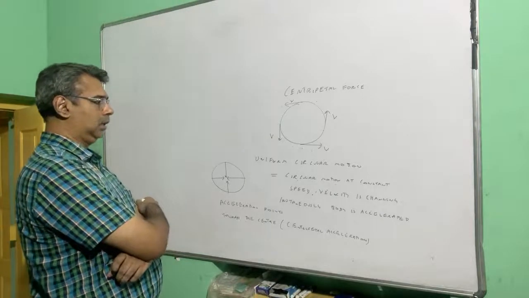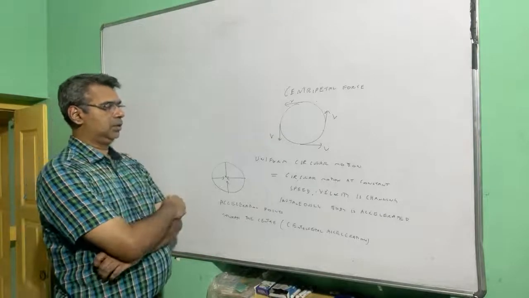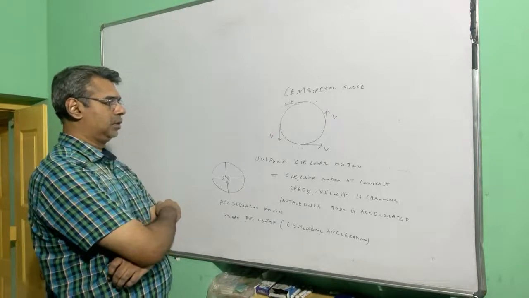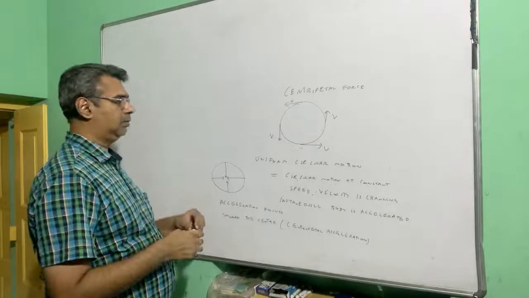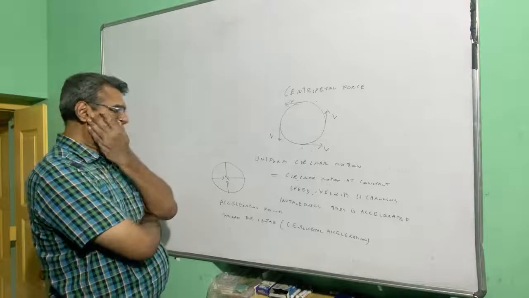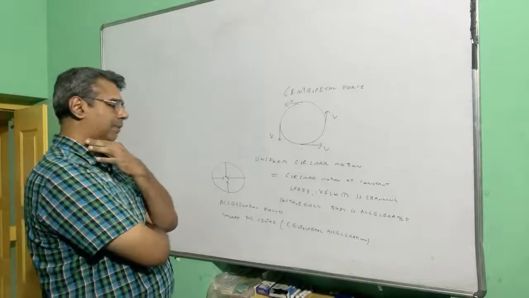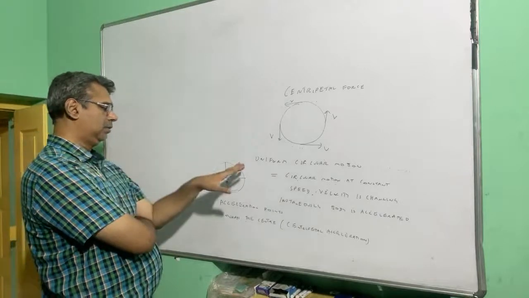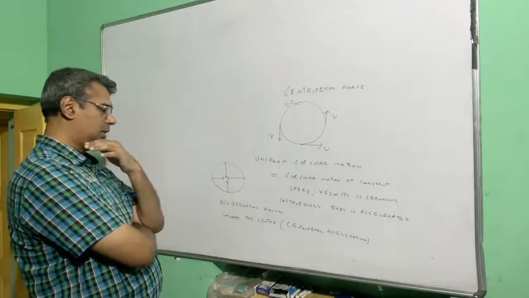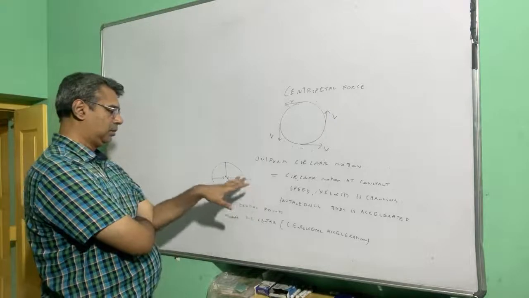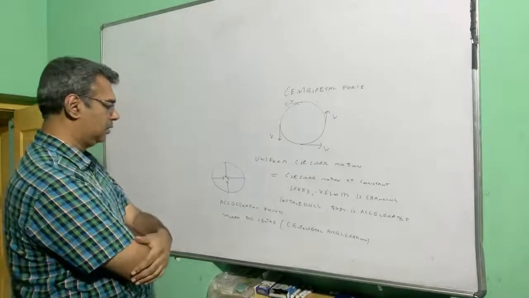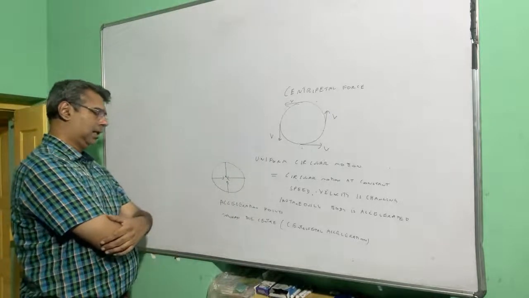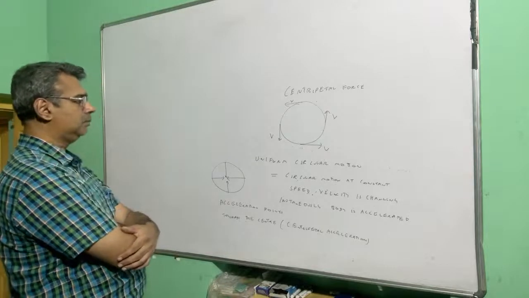Now, let's summarize. In uniform circular motion, the speed is constant, but the direction of motion is changing all the time. That means the velocity is changing all the time, so the body is accelerated, and no matter in which part of the circular motion the body is, the acceleration will always point towards the center, and that is also known as centripetal acceleration.